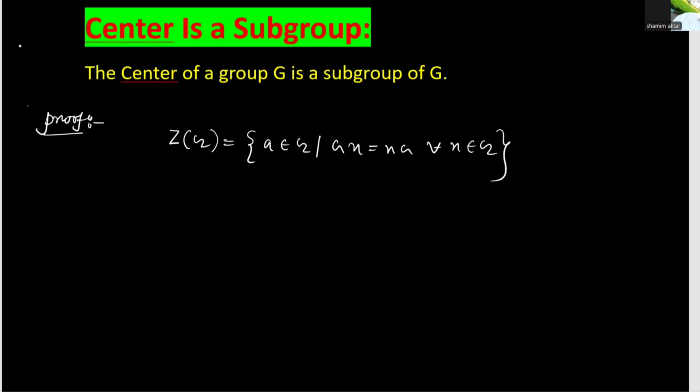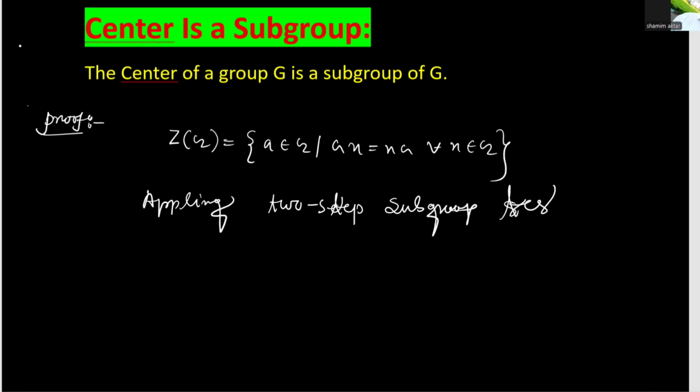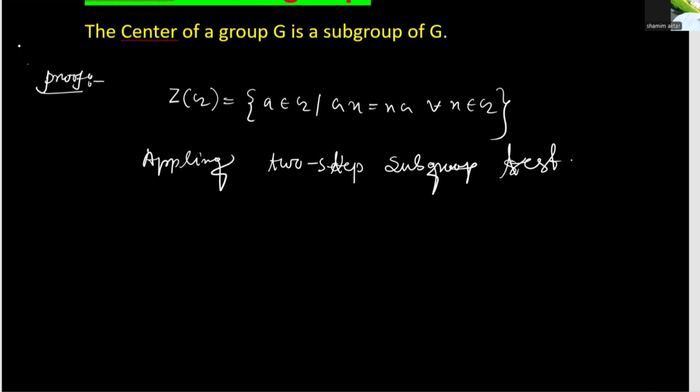So now here we apply the two-step subgroup test. Okay, the two-step subgroup test. So first we show Z(G), the center of G, is non-empty.